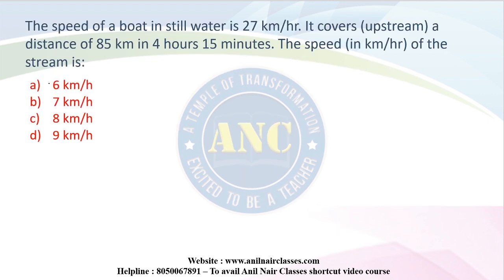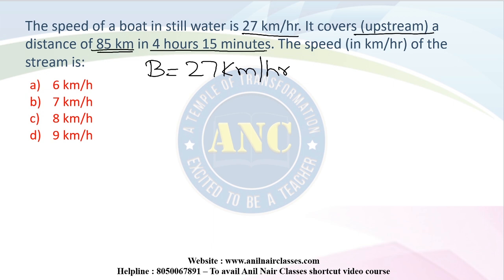Fourth question, question number 4. Again, it's a very easy question if you just understand it. The speed of boat in still water is 27 kilometers per hour. So B is given as 27 kilometers per hour. It covers upstream a distance of 85 kilometers in 4 hours 15 minutes. So 4 hours 15 minutes is 4 and 15 by 60 hours. 15 by 60 is 1 by 4. 4 and 1 by 4 is nothing but 17 by 4 hours.